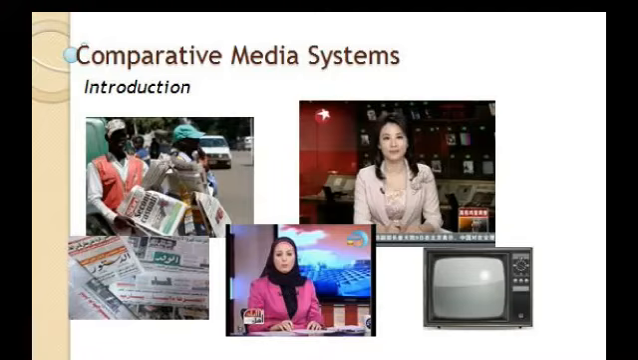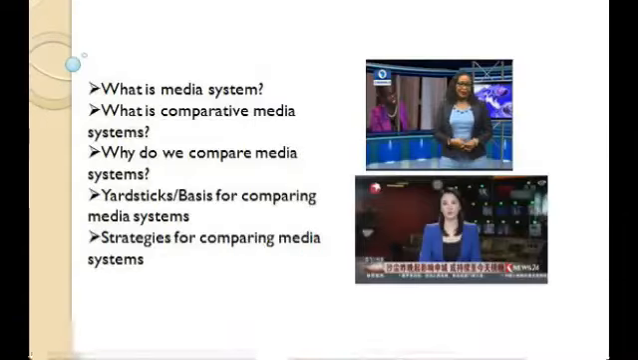why do we even compare media systems in the first place, and then what is the yardstick for comparing media systems. That is to say, what are the bases for comparing media systems? What do you use to compare media systems? And then we're going to explain briefly how you can compare media systems in different countries. That is to say, we're going to mention one or two strategies. We're going to provide strategies with which you can compare media systems in different countries.